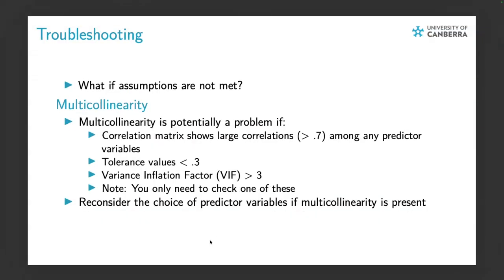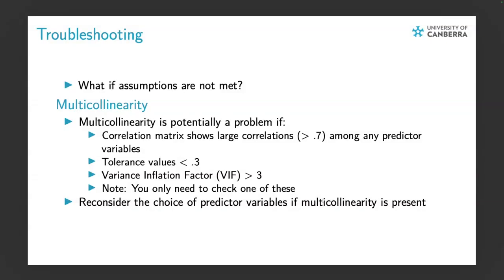What if your assumptions are not met for multicollinearity? Well, that's a potential problem if we've looked at all these avenues. Correlation matrix shows large correlations greater than 0.7 among any predictor variables. Tolerance values are less than 0.3, or variance inflation factor is greater than 3. You only need to check one of these. If this is the case for your lab report, you could always just reconsider the choice of your predictor variables if multicollinearity is present. So consider whether you should choose a different independent variable so that you don't have multicollinearity present.